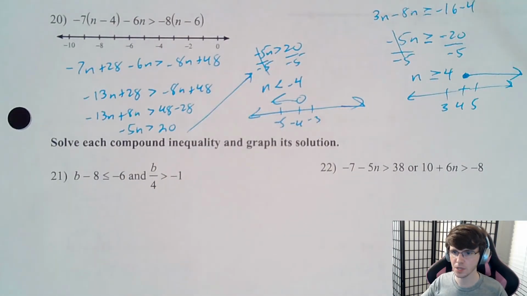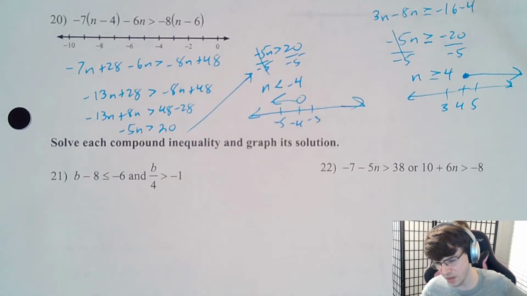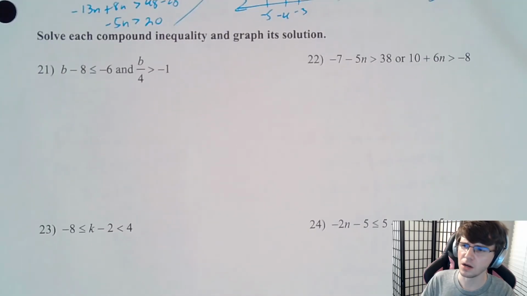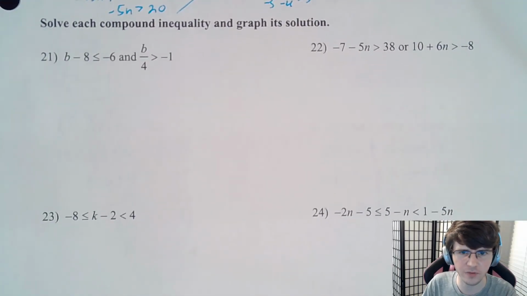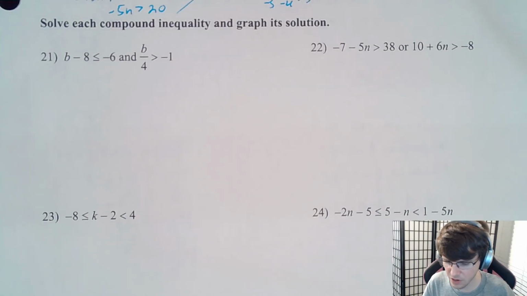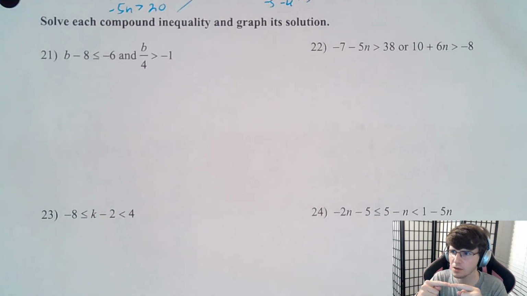Here we go. Solve each compound inequality and graph its solution. So I think all but one of my classes has not seen this topic yet. So definitely something, if you haven't seen it, you don't really need to worry about it just yet. But if you have seen it, awesome, and you can just do these questions. Basically, it's the same exact stuff, and you just repeat it twice and put them both in the same line. In general, the word and is going to be coming together, and the word or is going to be going apart.